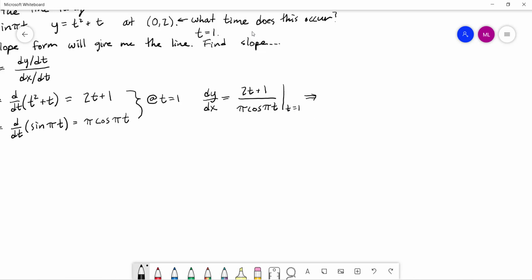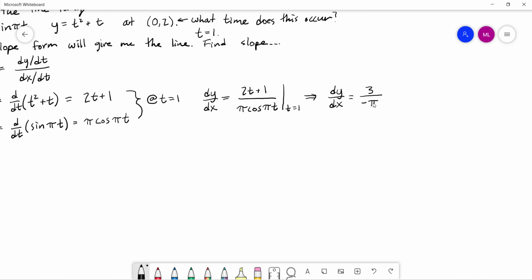So for us, in the numerator, dy dx is equal to, plugging in 1 in the numerator, I get a 3. Plugging 1 into the denominator, I'll get the cosine of pi. The cosine of pi is negative 1 times this pi, so I'm going to get a negative pi. So there's the slope, 3 over negative pi, or negative 3 over pi. It's a slope close to negative 1 because pi is pretty close to 3.